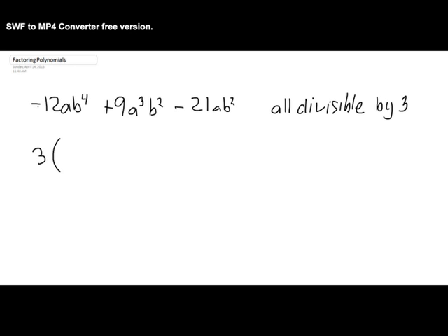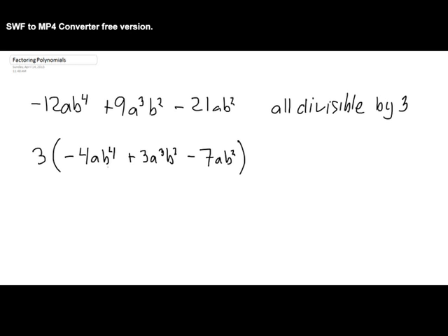Now, what's negative 12ab to the 4 divided by 3? That's the idea of factoring it out. I'd be left with negative 4ab to the 4. If I divide 9a cubed b squared by 3, I'm left with 3a cubed b squared. And if I divide negative 21ab squared by 3, I'll get negative 7ab squared. So that's our first step in the factoring process.